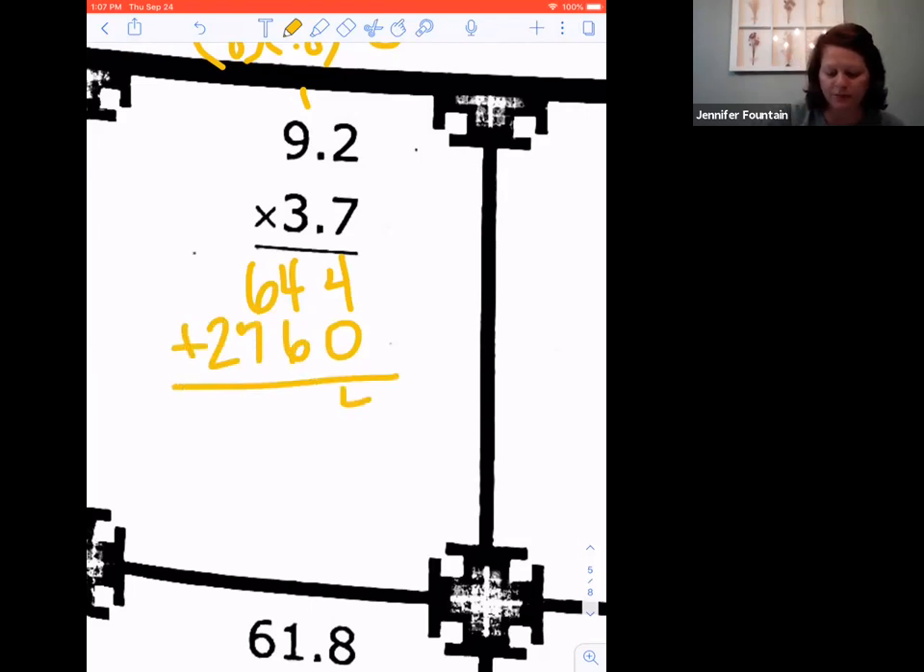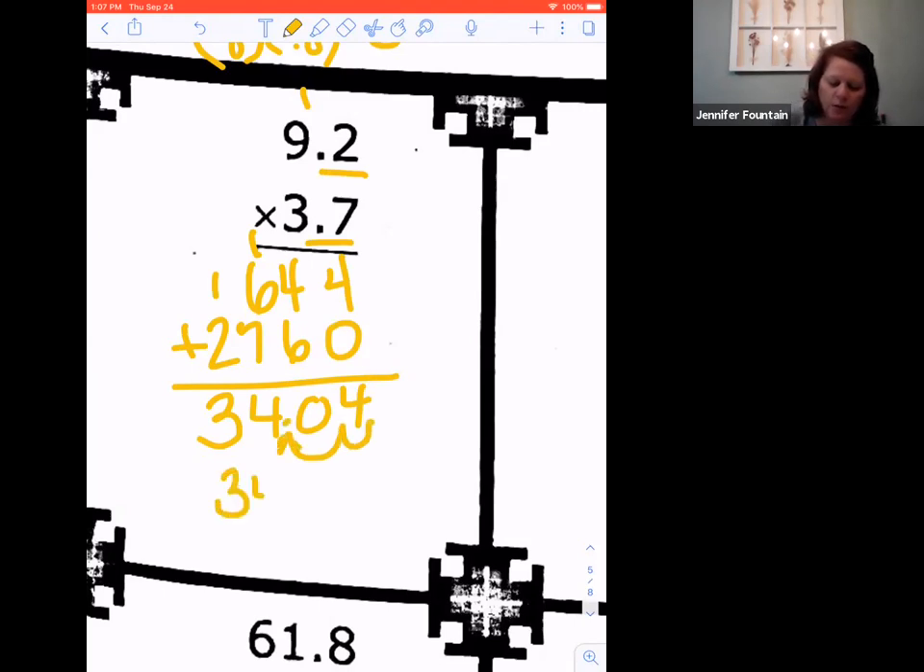4 plus 0 is 4. 4 plus 6 is 10. Put down my 0, carry my 1. 6 plus 1 is 7. 7 plus 7 is 14. Put down my 4, carry my 1. And 2 plus 1 is 3. All right, I have 2 places with decimals in my answer and in my problem. So I start at the right, move 2 places to the left. So 34.04 is my product.